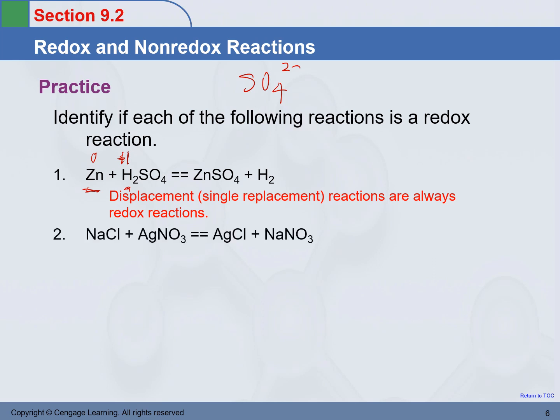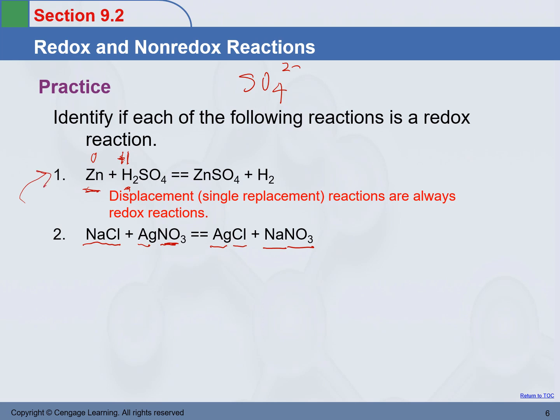Sodium chloride plus silver nitrate produces silver chloride and sodium nitrate. Well, this is an exchange reaction or double replacement reaction. Before, sodium is combining with chlorine; after the reaction, it is combining with nitrate. Before, nitrate was combining with silver; afterwards silver combined with chloride. All right, so double replacement.